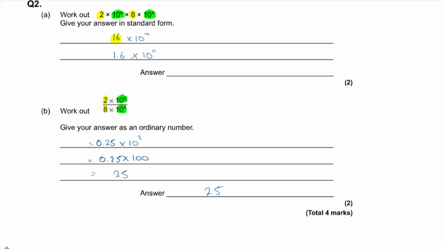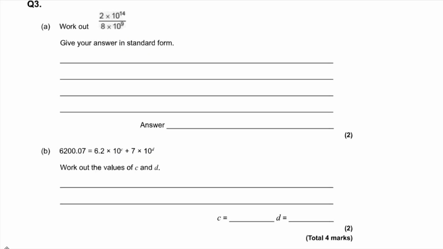25. Question 3, work out 2 times 10 to the 14 divided by 8 times 10 to the 9. Another very similar question. 2 divided by 8, that is 0.25. 10 to the 14 divided by 10 to the 9, that's given us 10 to the 5. And again, that isn't a suitable mantissa. I'm going to borrow a 10 from my 10 to the 5, make it 10 to the 4, and multiply my 0.25 up by it. That's going to be 2.5 times 10 to the 4.